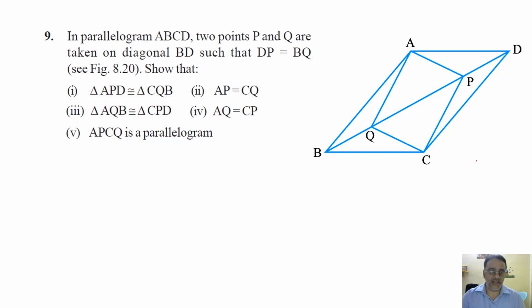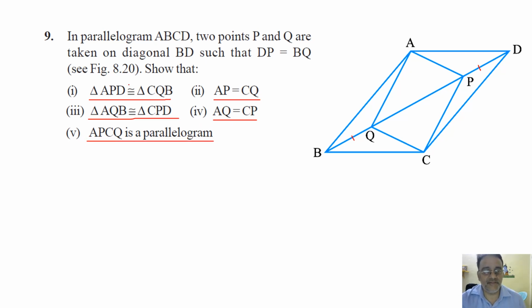Now the ninth question. This is a very important question, a 5 marks question. In parallelogram ABCD, two points P and Q are taken on diagonal BD such that DP is equal to BQ. See this figure. Show that these two triangles are congruent. AP is equal to CQ. Triangle AQB is congruent to triangle CPD, and AQ is equal to CP. Lastly, APCQ is a parallelogram.